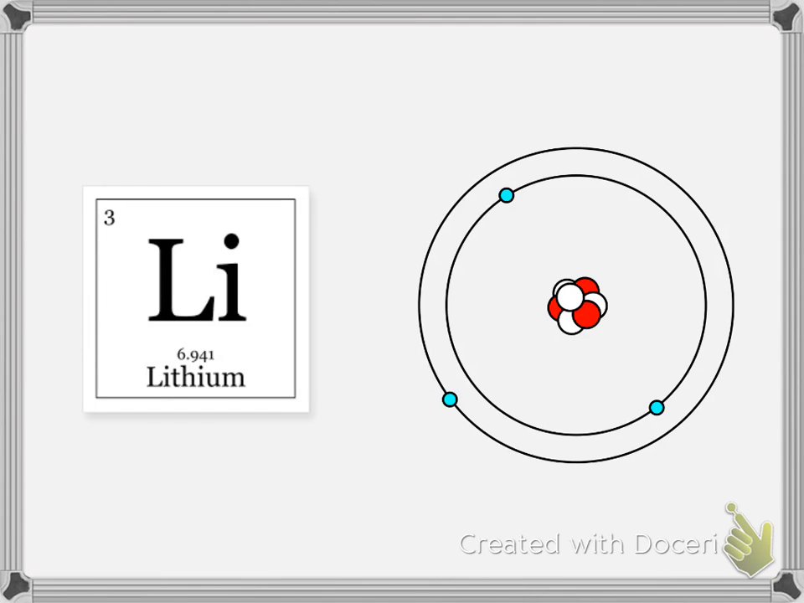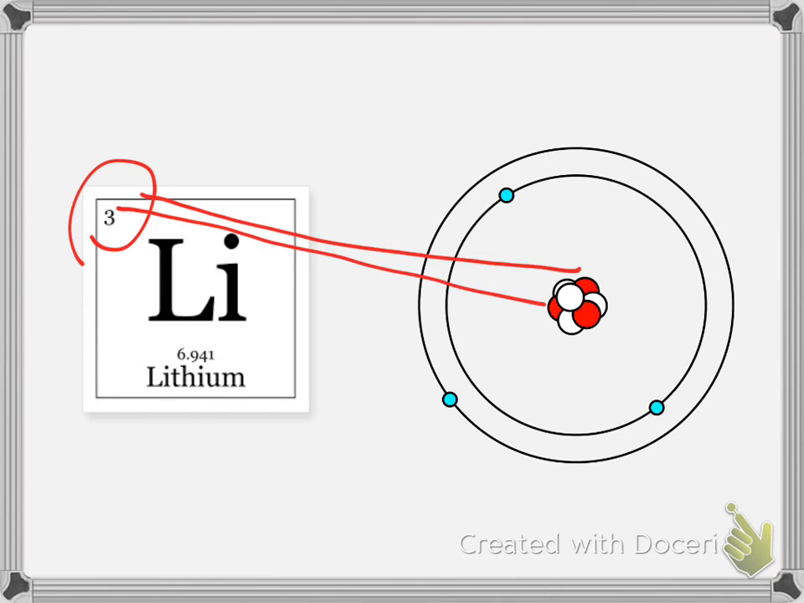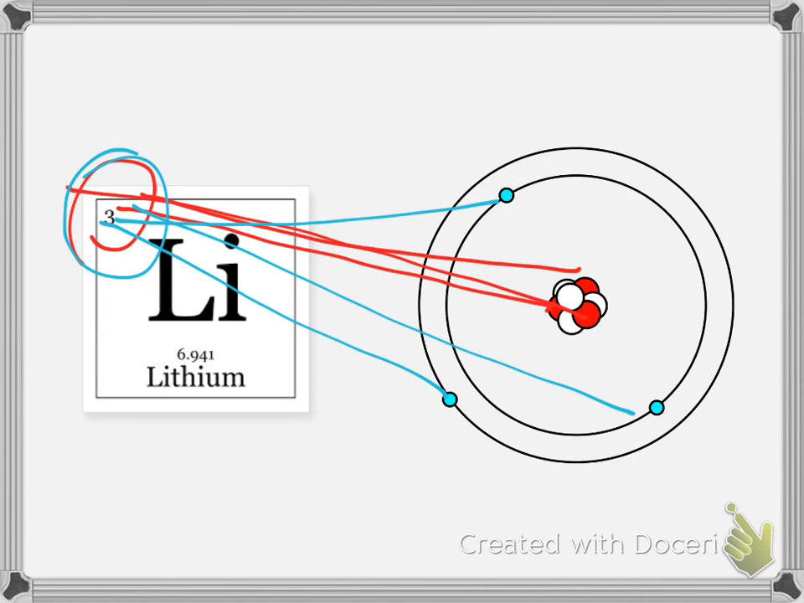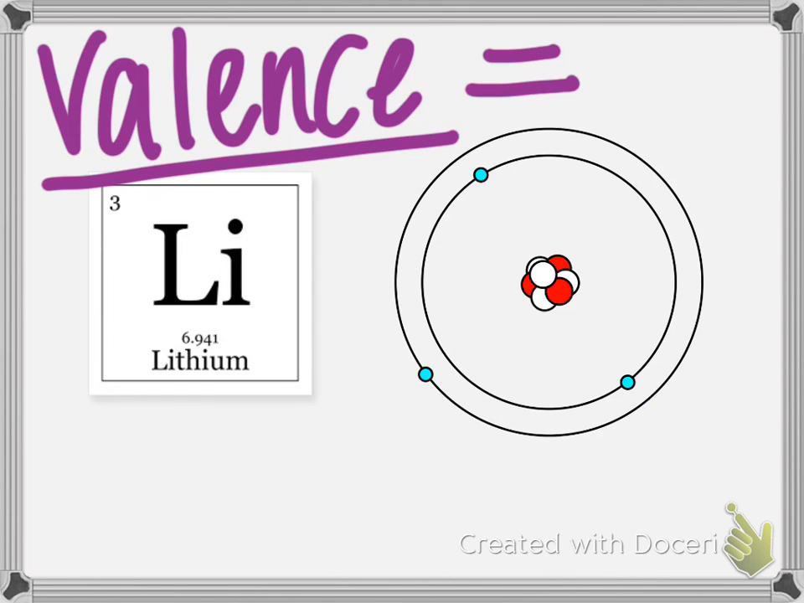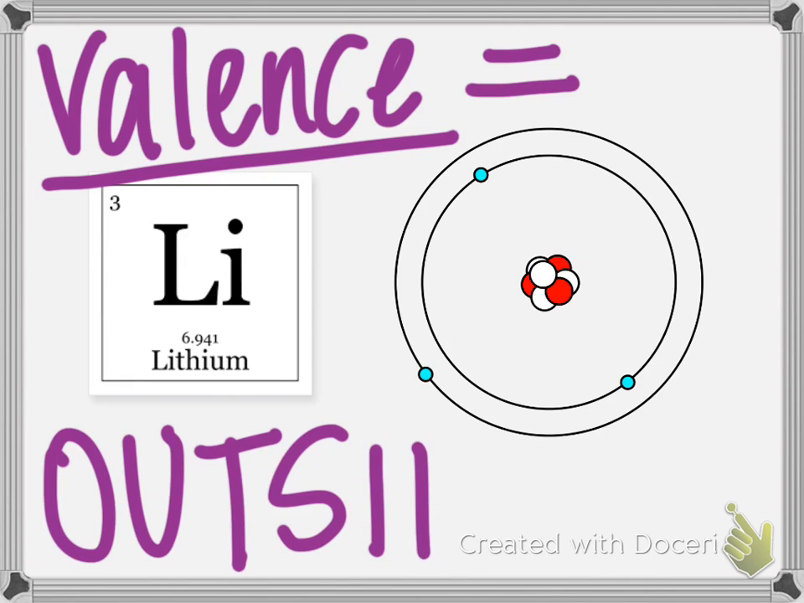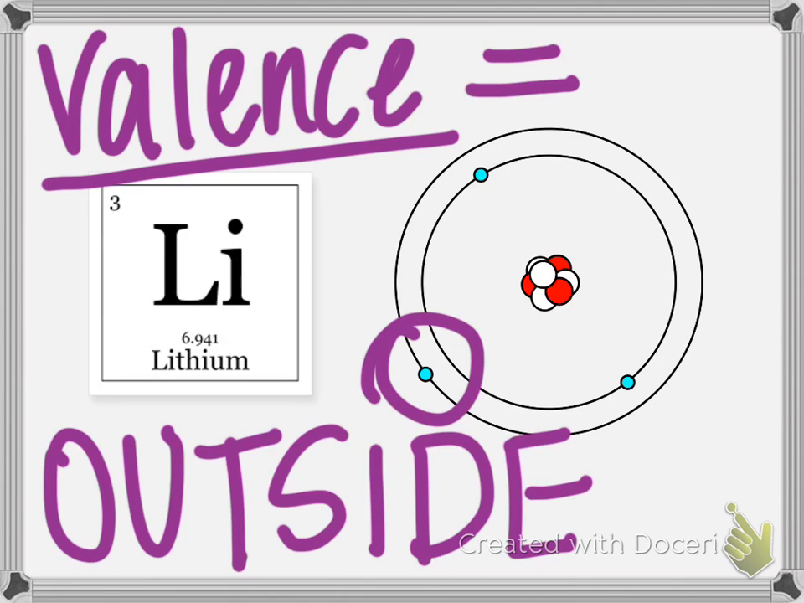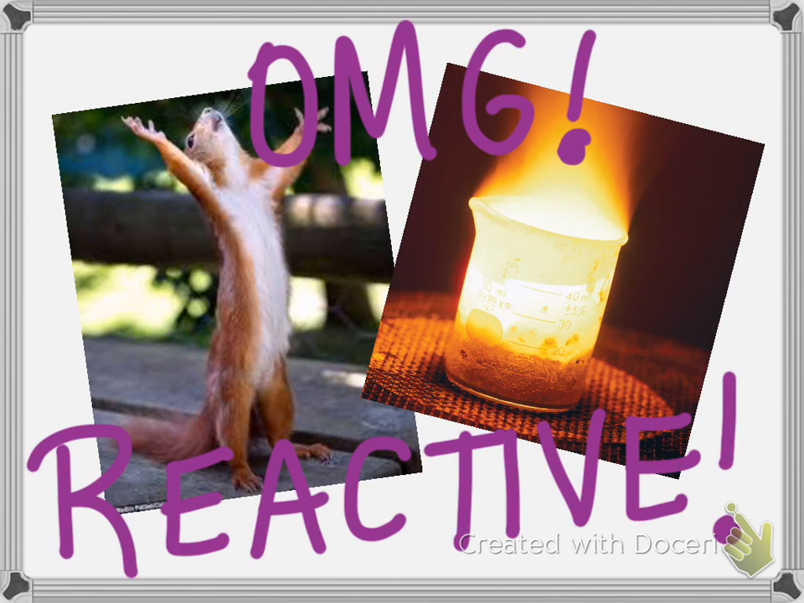Let's start by looking at lithium. Lithium's atomic number is 3, which tells us that lithium has 3 protons as well as 3 electrons. But of those 3 electrons, how many of them are valence electrons? It would help to know what valence even means. Valence means outside. We know that lithium has 3 electrons, but how many of them are on the outside? How many of them are valence electrons? Yep, just 1. And it's this one valence electron that is responsible for making lithium totally reactive.